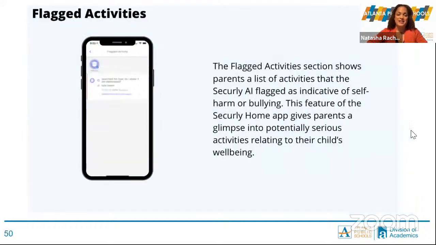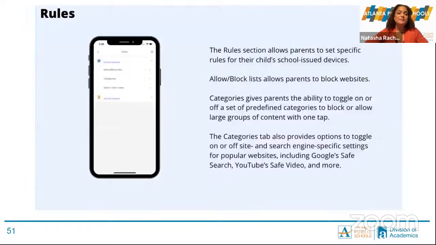Then you have your flagged activity section. So if your student happens to be searching for inappropriate terms, or they're searching for self-harm terms or bullying terms, anything that would be of concern, it will throw what I like to call a red flag. And so you will have access to those flagged activities. We also receive those flags here in Atlanta Public Schools. Our security department receives those. And so we definitely have your child's best interests at heart. Next slide.